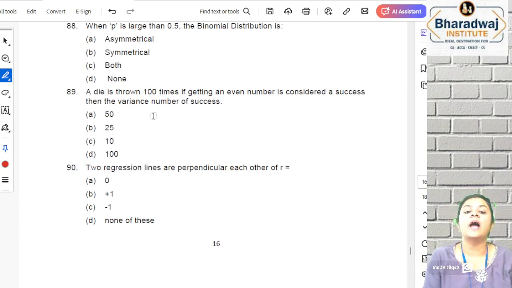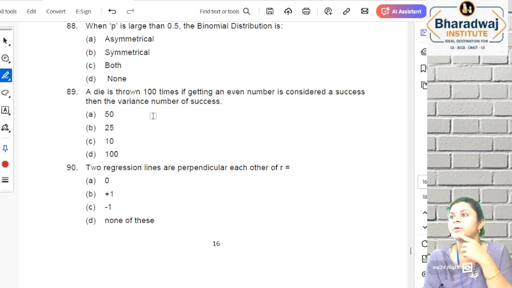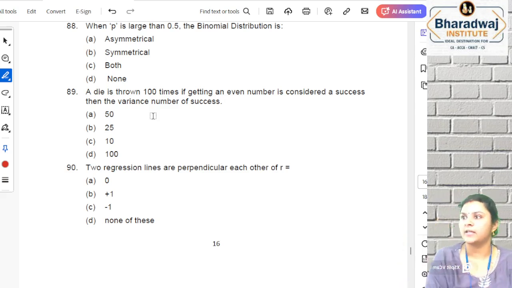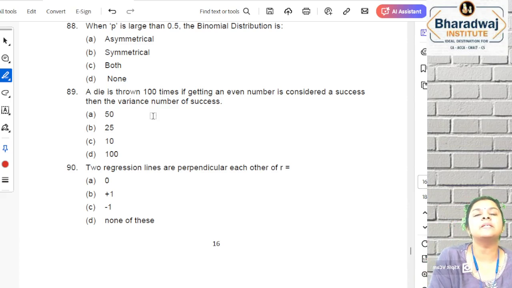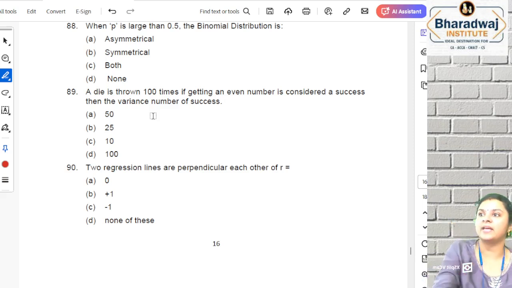Next, a dice is thrown 100 times. If getting an even number is considered a success, then the variance of number of successes is? n is equal to 100. Getting an even number is success. So p is equal to 1 by 2. So m is equal to n into p, which is 50. Correct? 100 into 1 by 2, 50. We know for a Poisson variate, when n is very large, it is Poisson. For a Poisson variate, m is both the expected value and the variance. Variance is equal to 50. Direct. Okay.